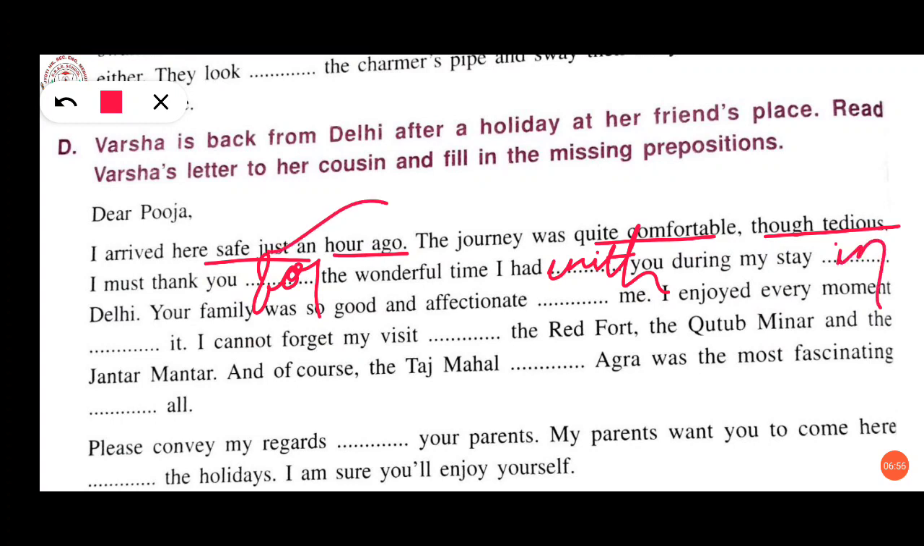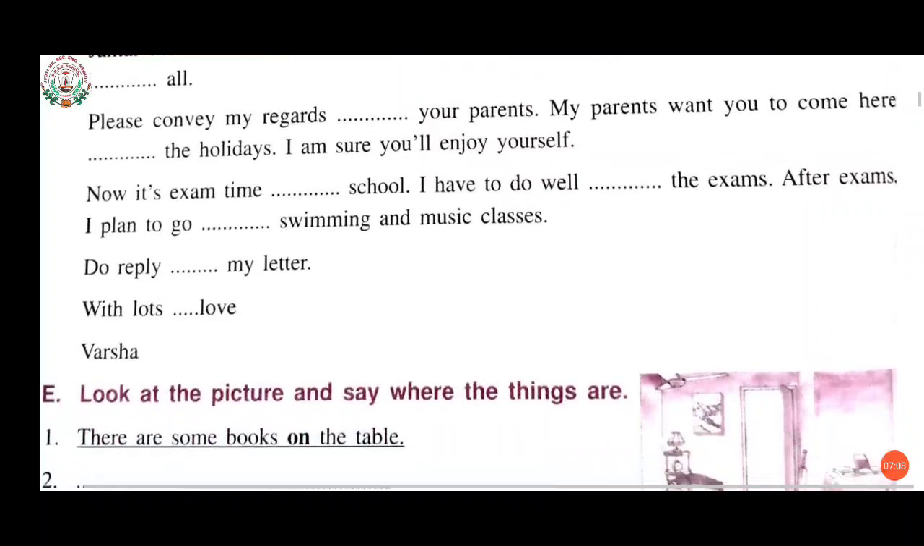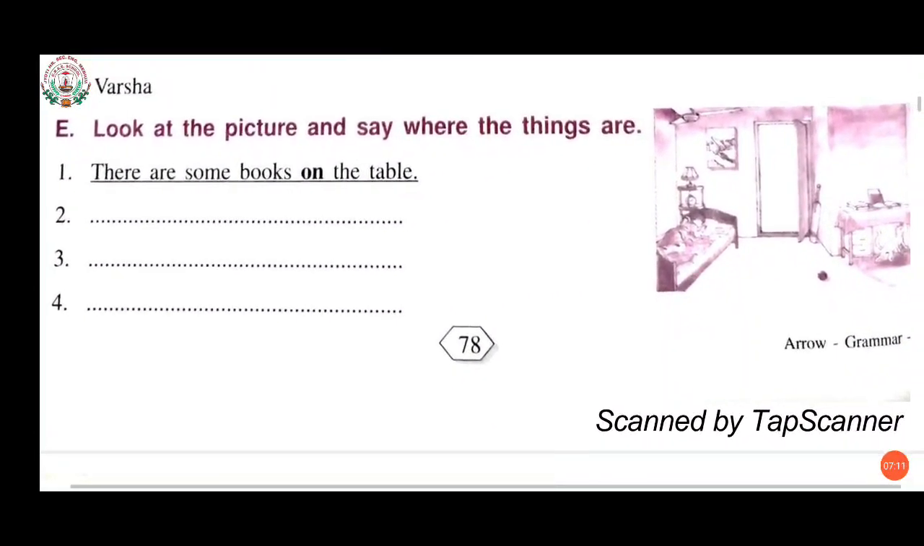So these are the prepositions we have used over here. All these words are prepositions, students: for, with, in, into, like this. You have to use all these prepositions and complete this letter. Now see E1. Look at the picture and say where the things are.